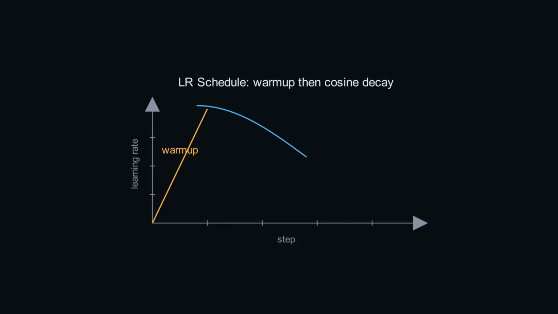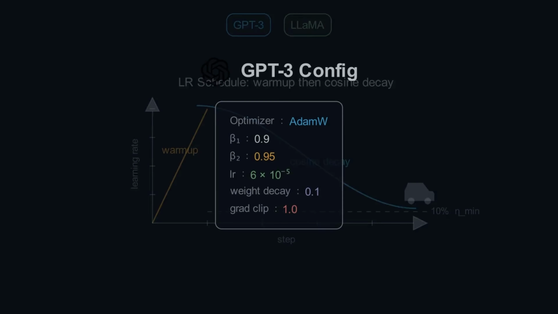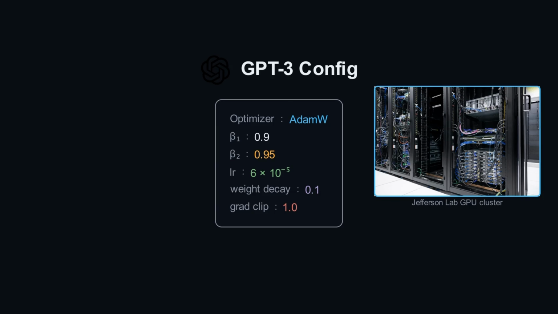After warm-up, cosine annealing decays the rate smoothly, like a car braking to a stop. The modern recipe, used by GPT-3 and LLaMA, is warm-up then cosine decay to 10%. Here is GPT-3's actual config. AdamW, beta 1 0.9, beta 2 0.95, learning rate 6e-5, weight decay 0.1, gradient clip 1.0. Beta 2 is 0.95, not the default 0.999, a shorter memory that reacts faster.